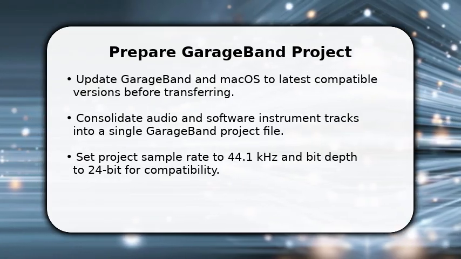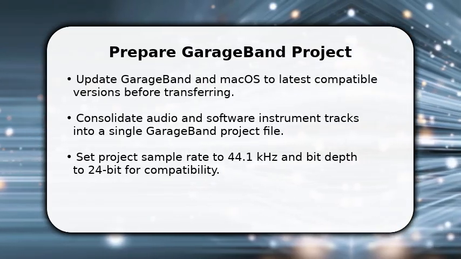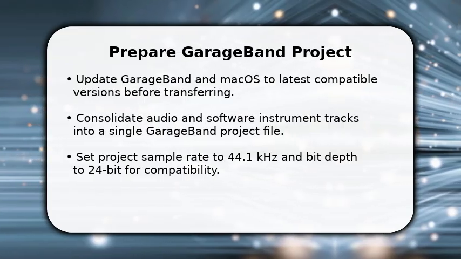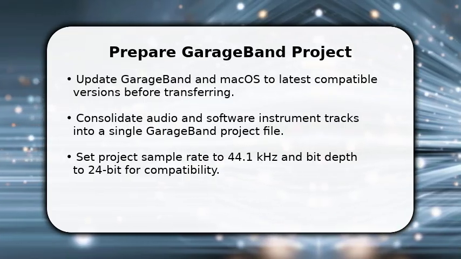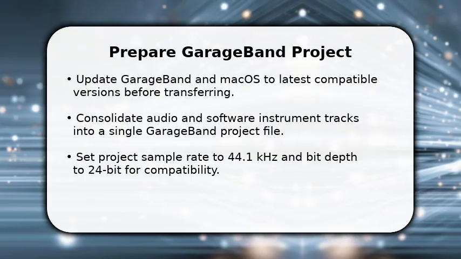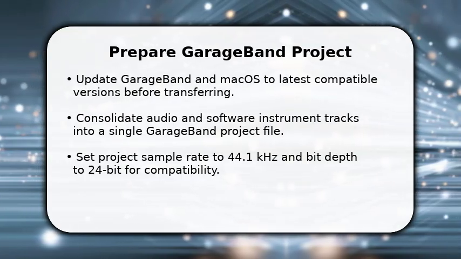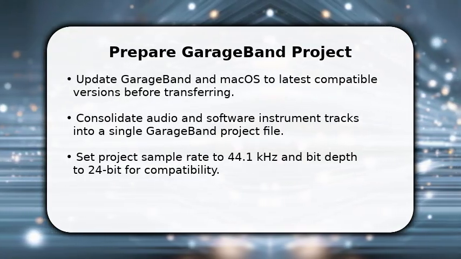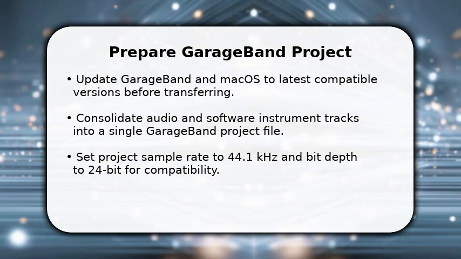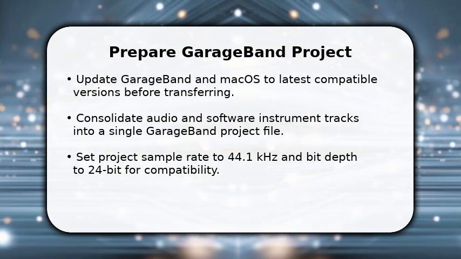Check and set the project sample rate to 44.1 kHz, and the bit depth to 24-bit for best compatibility. Remove unused takes and freeze heavy tracks to reduce CPU load. Save a copy named with date and version for easy identification later.